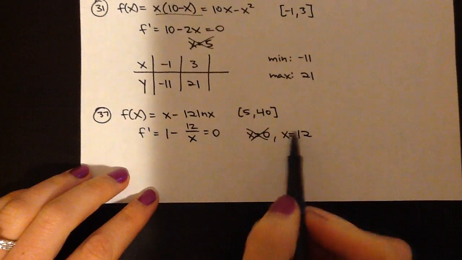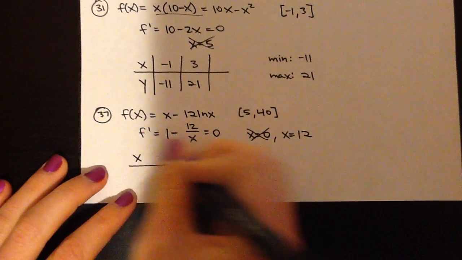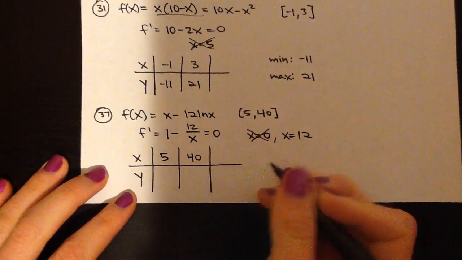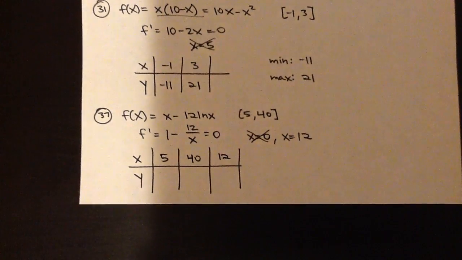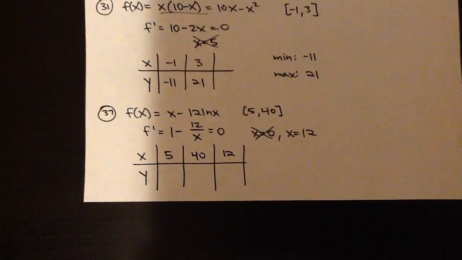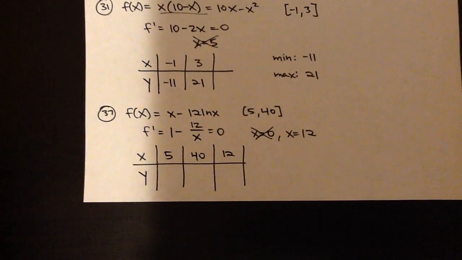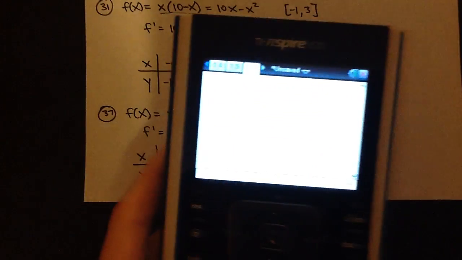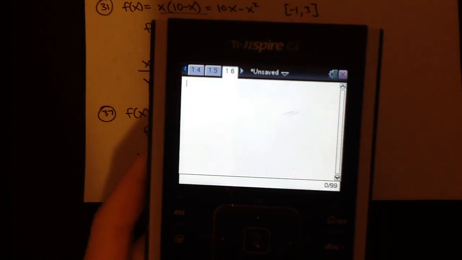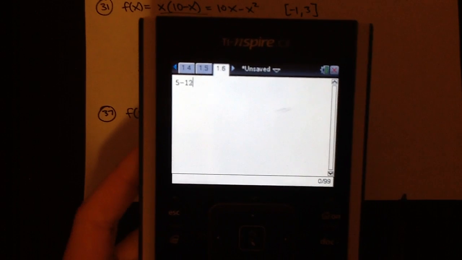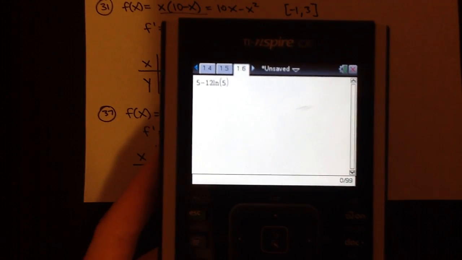So I'm going to check my 2 endpoints and my critical point in a table. So again, where do absolute extrema occur? Could be endpoints or critical points. So I'm going to plug these into my original. So I've got 5 minus 12 times the natural log of 5. Now, of course, we always like exact values if possible, but you have no idea which one comes out bigger if we don't get at least a decimal approximation. So calculator page, start with 5. So into my original function, 5 minus 12 times the natural log of 5.